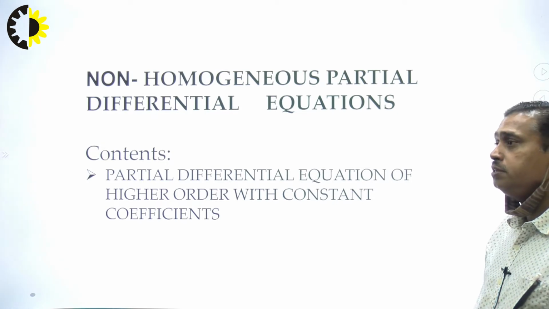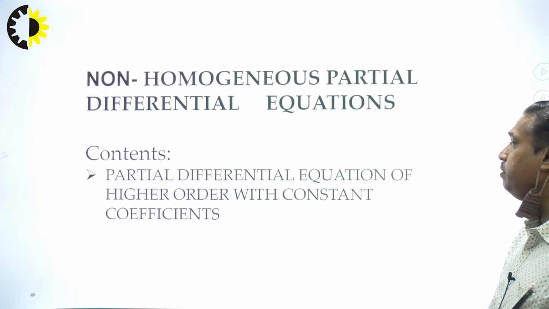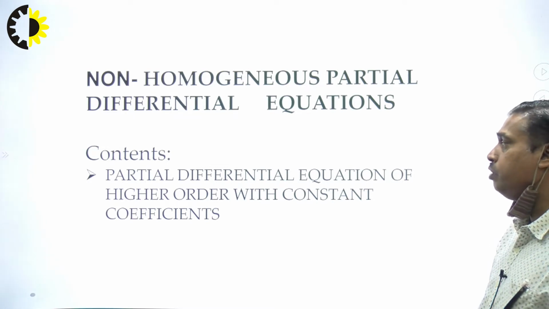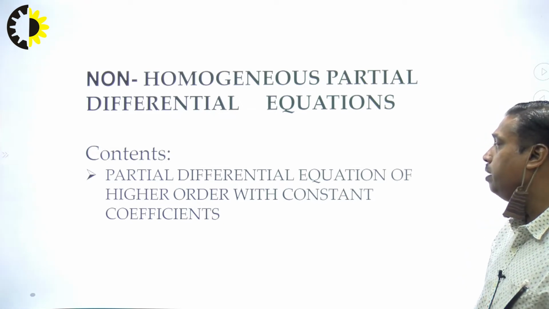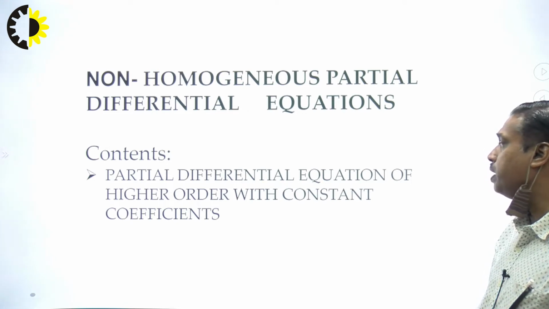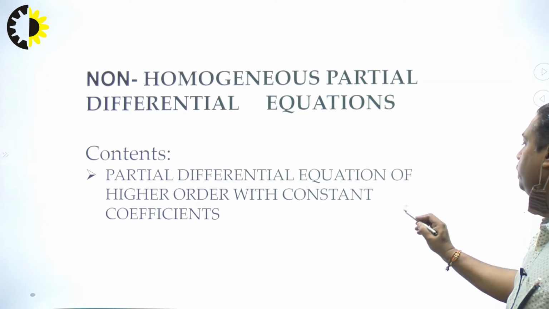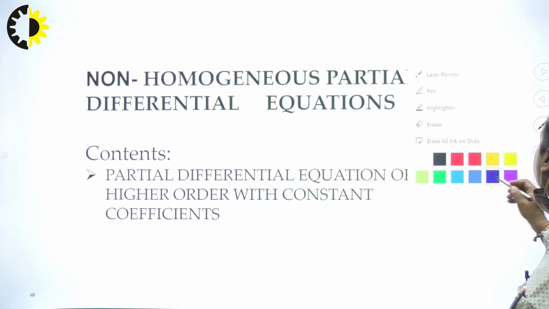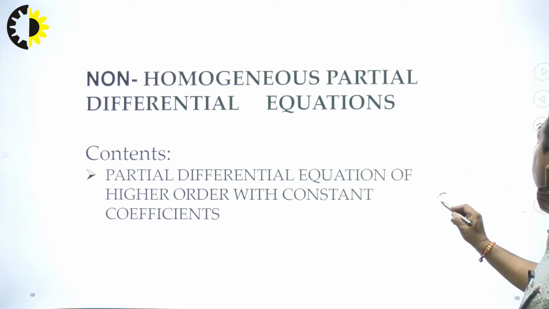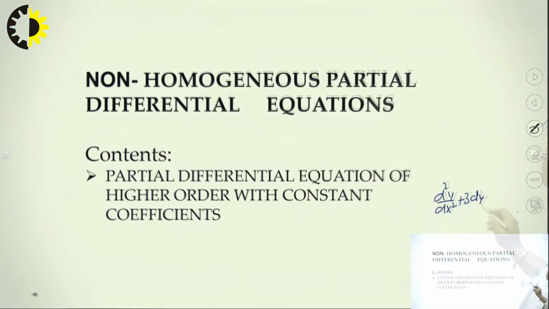In the various lectures, we have discussed homogeneous, non-homogeneous, and we are taking the partial differential equation of higher order with constant coefficient. First of all, I want to tell why we use the word higher order constant coefficient partial differential equation. That means an equation having d square y over dx square plus 3 dy by dx plus 3x is equal to y.